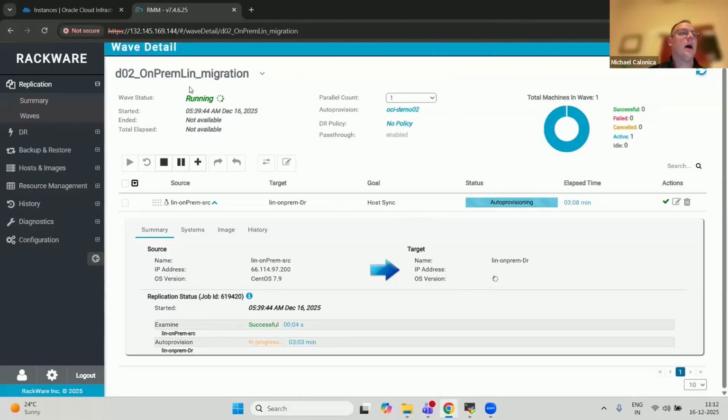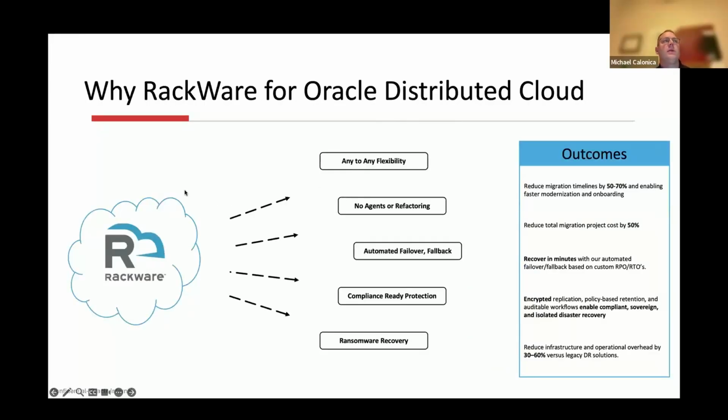Fantastic. Thank you, Akash. To that point, this is something we want to cover a little bit about what we saw and what we learned. This breaks down to why RackWare for Oracle Distributed Cloud. There are really 5 themes here that we want to talk through and share. The themes we're seeing are any-to-any flexibility, no agents or refactoring, automated failover and fallback, compliance-ready protection, and ransomware recovery.